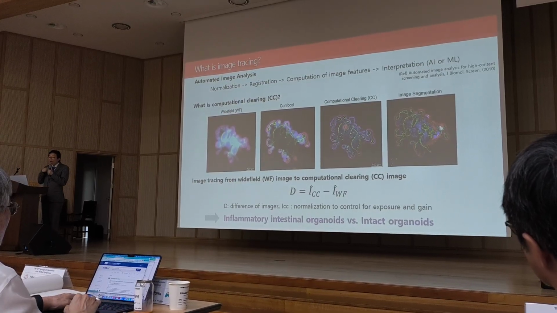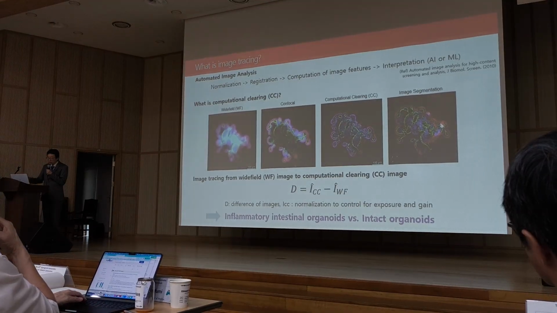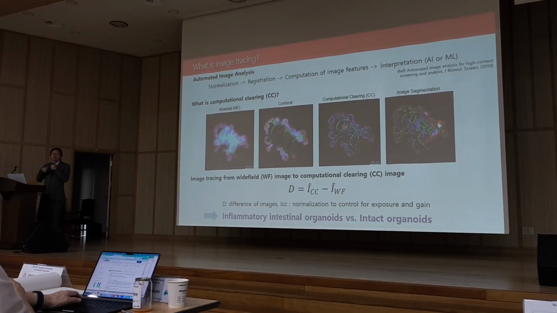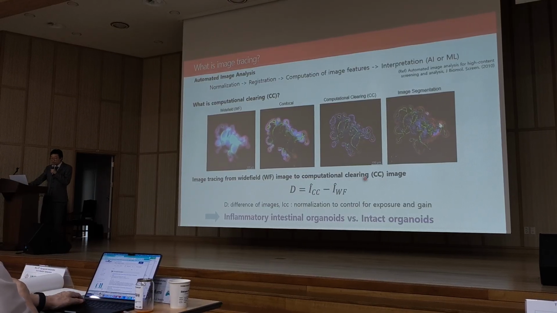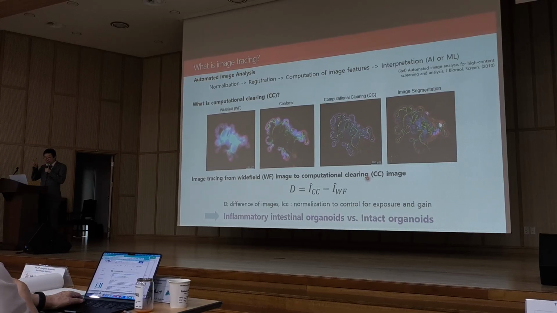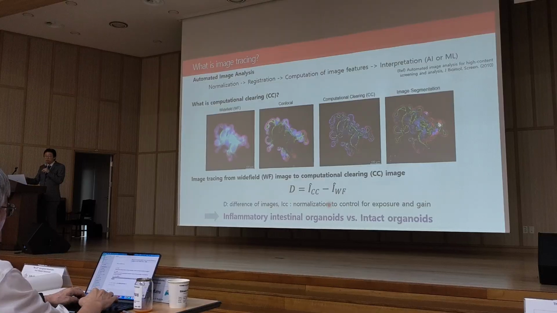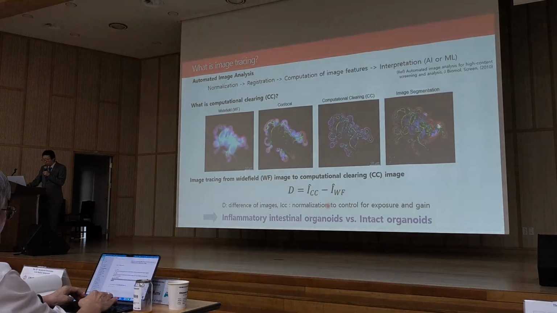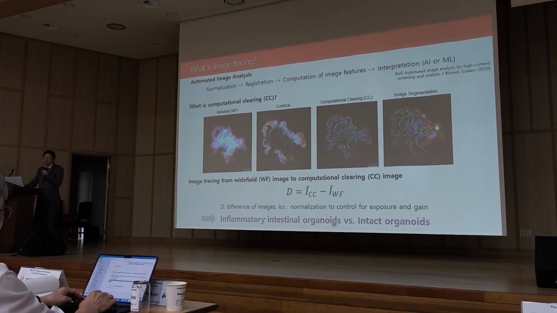And our hypothesis is that during the image process from wide field image to CC image, there should be some differential signal, the difference signal between wide field WF and CC. So we want to actively utilize the signal difference, and finally we want to apply that idea to phenotyping or diagnostic application between disease model, inflammatory model, and control models.